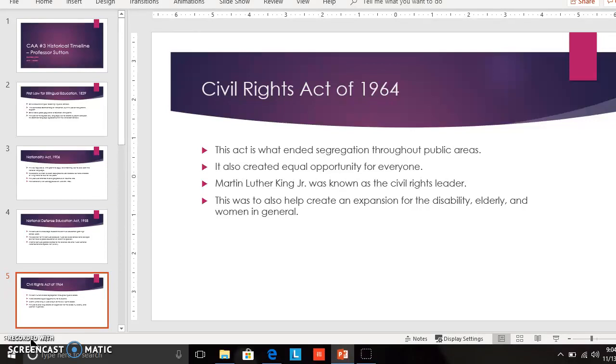And lastly, this was also to help create an expansion for the disabled, the elderly, and women in general. So you had to qualify within these three parts: having a disability, being elderly, or just being a woman in general. This was a big thing for these people.